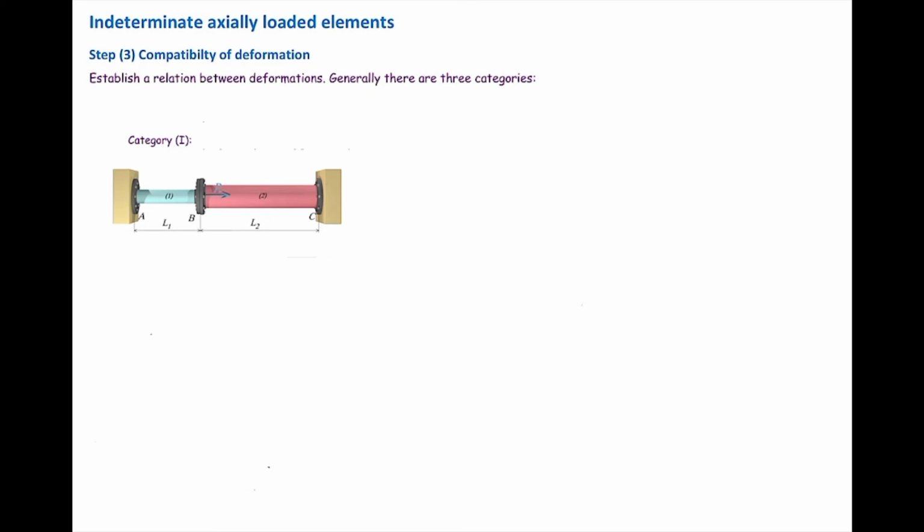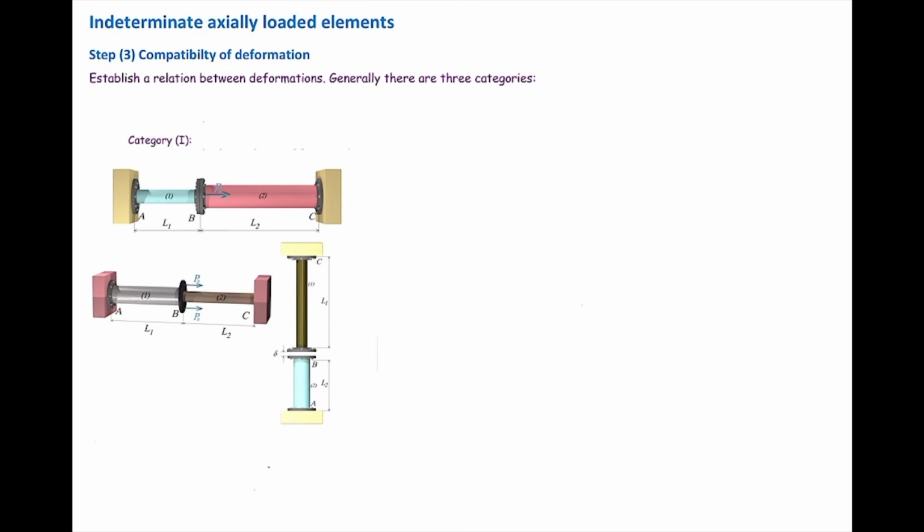Category number 1 is where the elements are connected head to head, like this case, or this case, or this case. In all of those, the elements are connected head to head. The compatibility of deformation is delta 1 plus delta 2 is equal to 0, because they are both fixed at the ends. What if there is a gap? In that case, delta 1 plus delta 2 is equal to the gap.